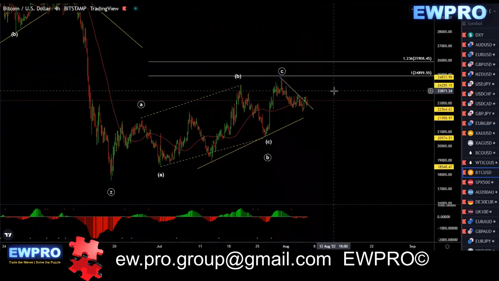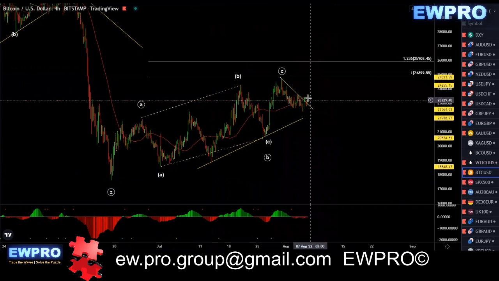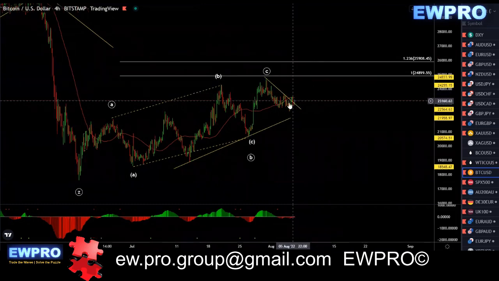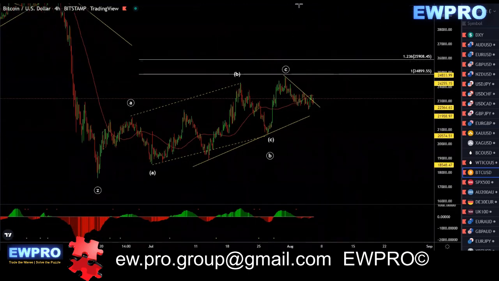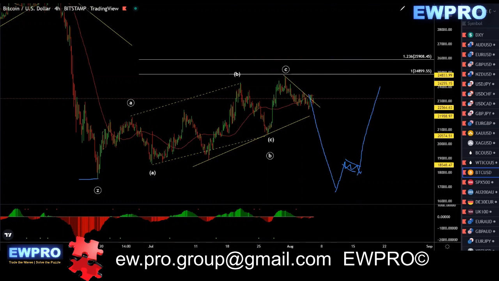If you got a good enough setup on the lower time frames, you could give it a go. To the buy, keep very tight stops. But yeah, ideally we do fall over, go and break that low, and then we start fresh, start looking for our buys.